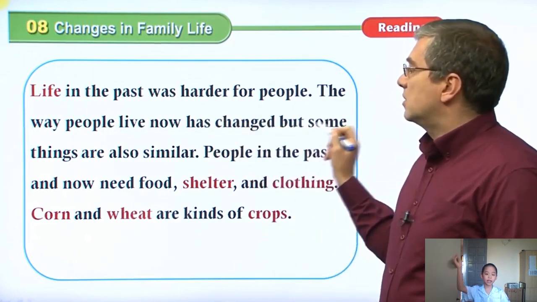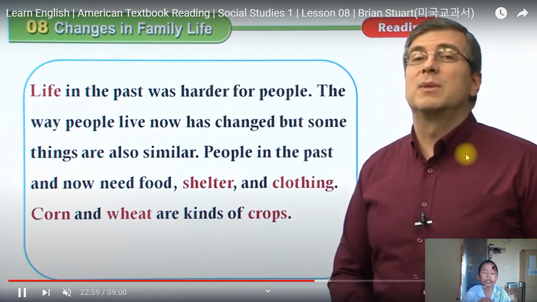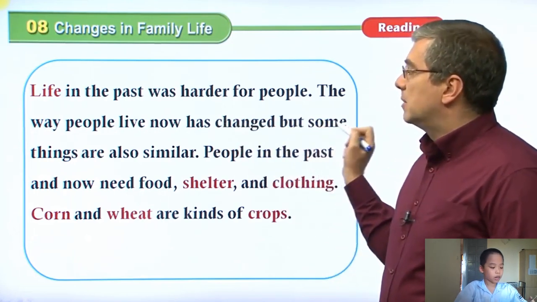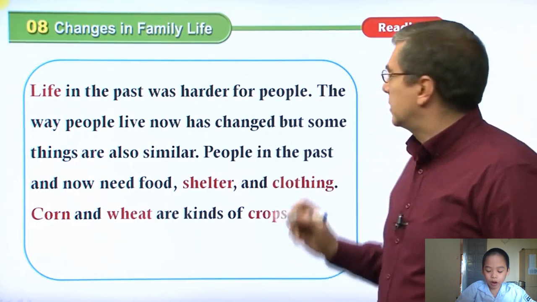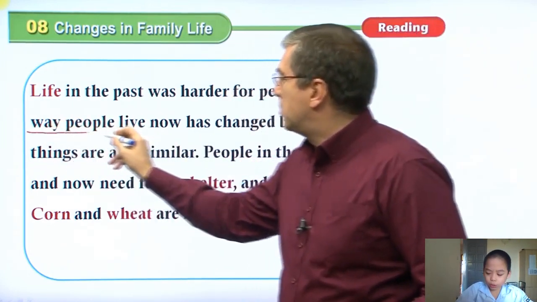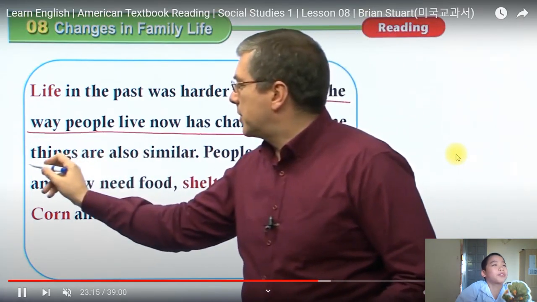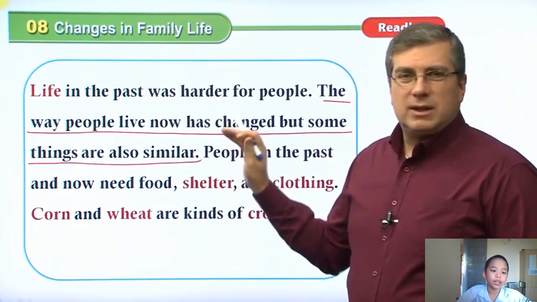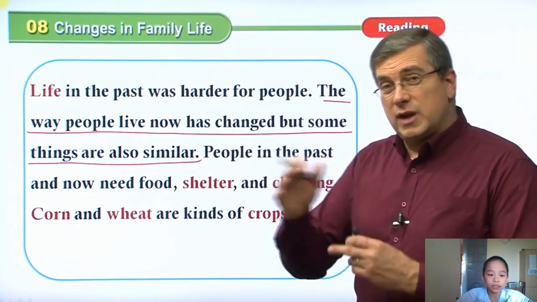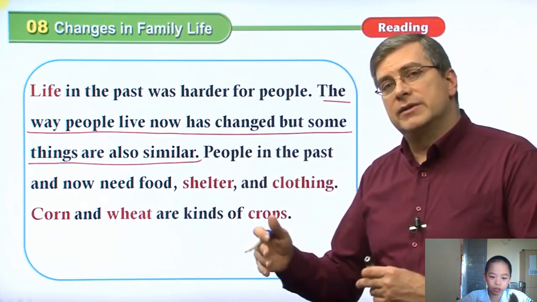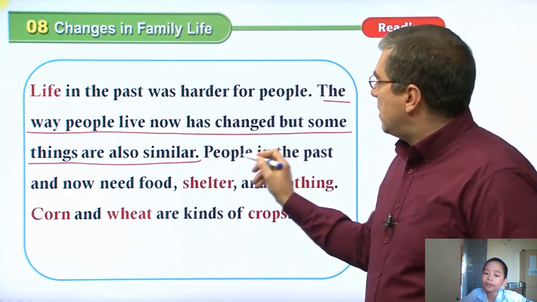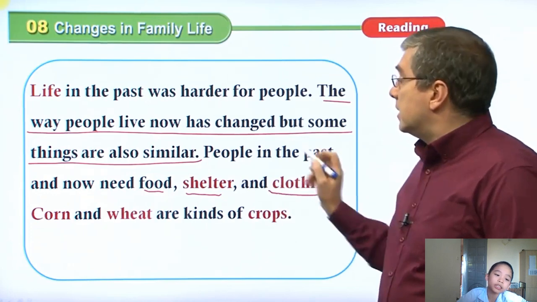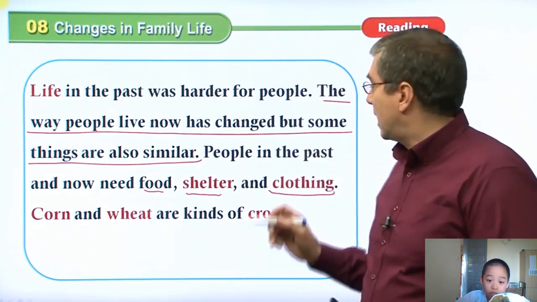In the past there were no cars to move fast. They needed to go by foot, they needed to walk, and they didn't have machines to harvest the crops. So let's go to the next sentence. The way people live now has changed, but some things are also similar. So the way people live now has changed a lot, but some things are still like in the past.